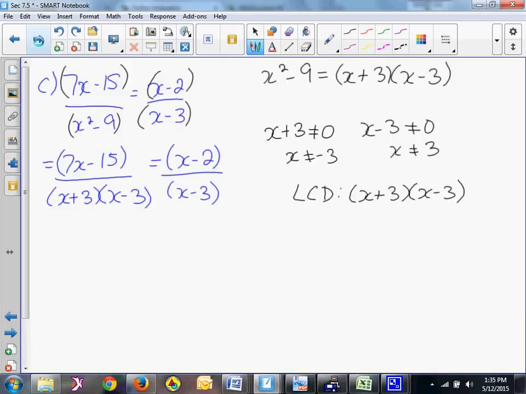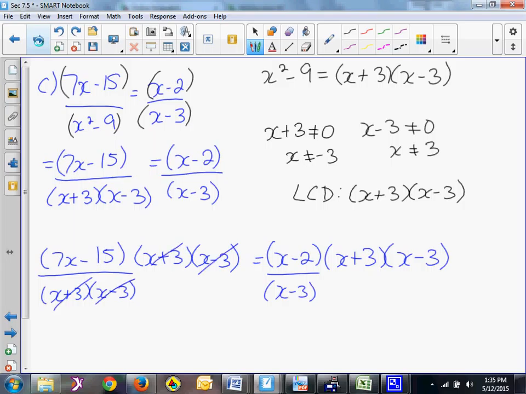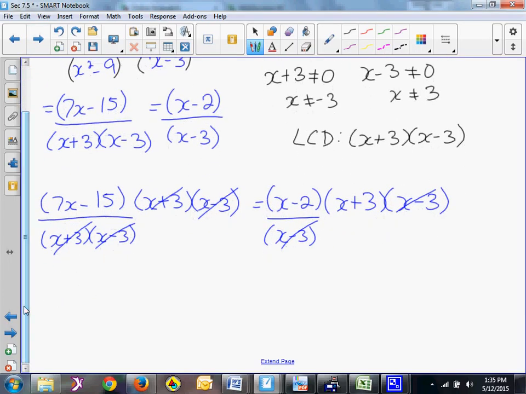So now what I'm going to do is multiply everything by my lowest common denominator. So I have 7x minus 15 over x plus 3, x minus 3, and I'm going to multiply that by my lowest common denominator. And this is equal to x minus 2 over x minus 3, and I'm going to multiply that by my lowest common denominator. Okay, now I can cross things off. So my x plus 3's go away, my x minus 3's go away, and then my x minus 3's go away. So I'm not going to rewrite this. I'm just going to manipulate this a bit.